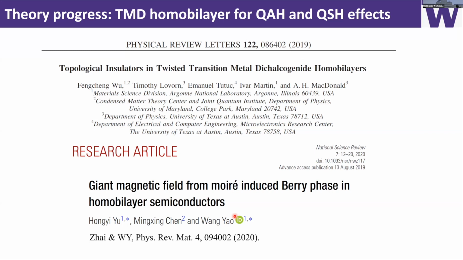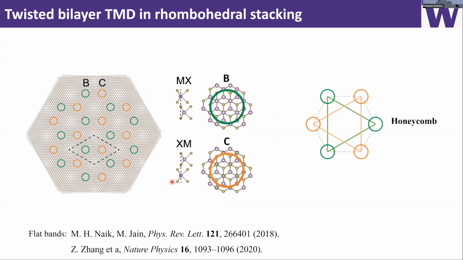So let me briefly discuss the physics behind the systems. When you stack these two monolayers on top of each other in the rhombohedral stacking, meaning the top and bottom layers have the same orientations, then in a single unit cell there are two energy-degenerate points. One we call B, which is metal on top of chalcogen, and the other is C, which is chalcogen on top of metal. These two energy-degenerate points form a honeycomb lattice structure.